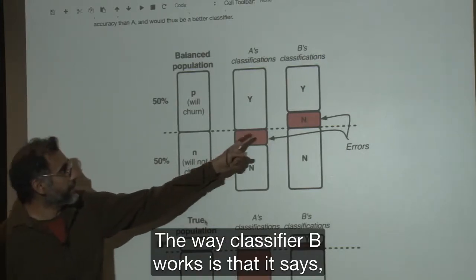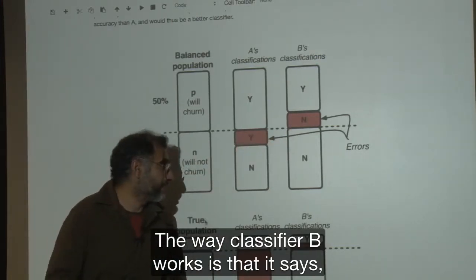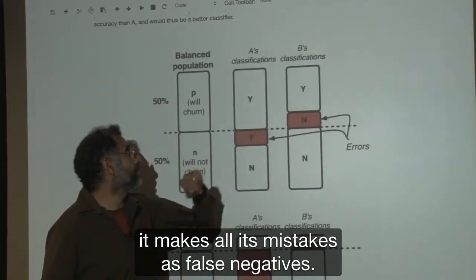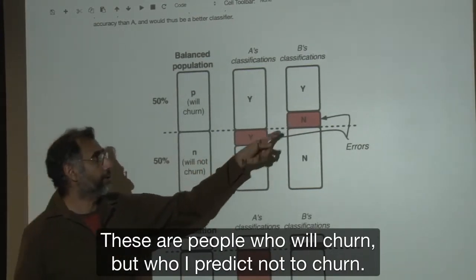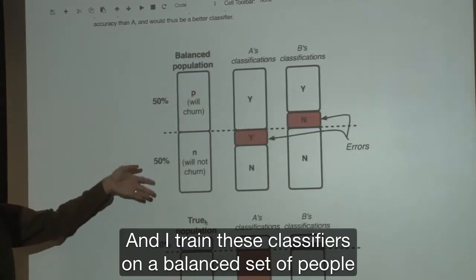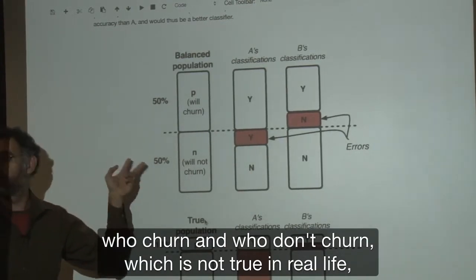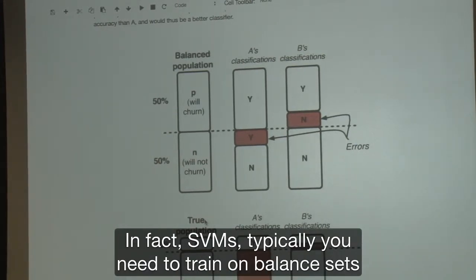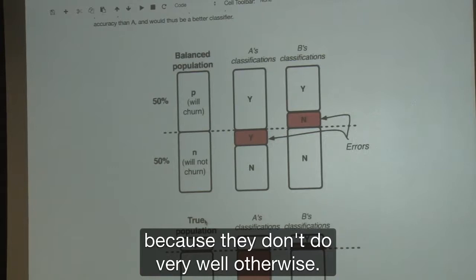The way classifier B works is that it makes all its mistakes as false negatives. These are people who will churn, but who I predict not to churn. And I train these classifiers on a balanced set of people who churn and who don't churn, which is not true in real life, but sometimes you have to do that. In fact, with SVMs you typically need to train on balanced sets because they don't do very well otherwise.